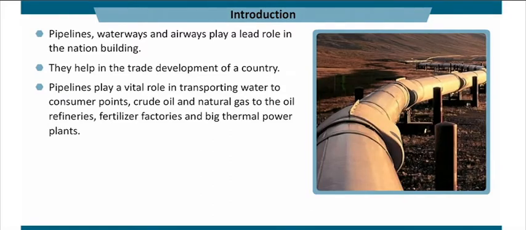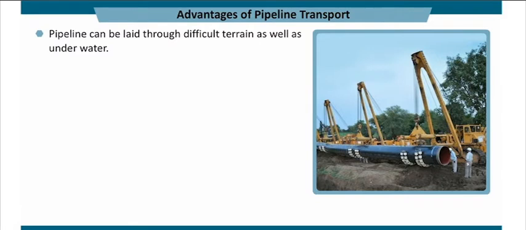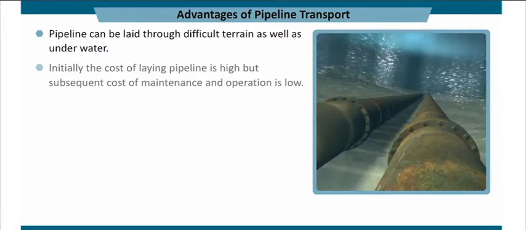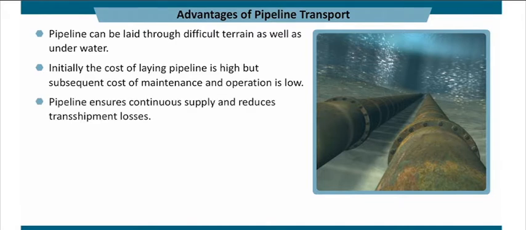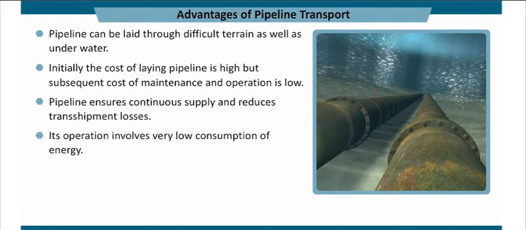Pipelines play a vital role in transporting water to consumer points, crude oil and natural gas to the oil refineries, fertilizer factories and big thermal power plants. Advantages of pipeline transport: Pipeline can be laid through difficult terrain as well as underwater. Initially, the cost of laying pipeline is high, but subsequent cost of maintenance and operation is low. Pipeline ensures continuous supply and reduces transshipment losses. Its operation involves very low consumption of energy.